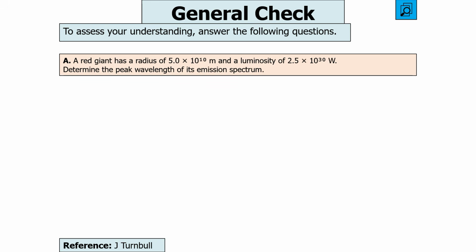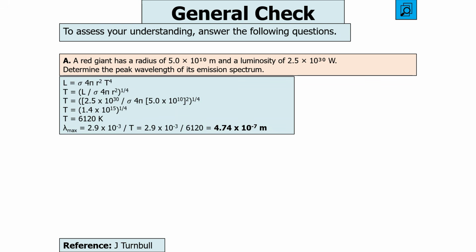A red giant has a radius of 5 times 10 to the 10 meters and a luminosity of 2.5 times 10 to 30 watts. Determine the peak wavelength of its emission spectrum. So we can work out the luminosity by saying sigma 4 pi r squared T to the 4. We can rearrange that and make T the subject. We pop in the values, we get T to be 6,120 Kelvin. We can then say lambda max is 2.9 times 10 to the minus 3 over this temperature. Pop it all in, we get 4.74 times 10 to the minus 7 meters.